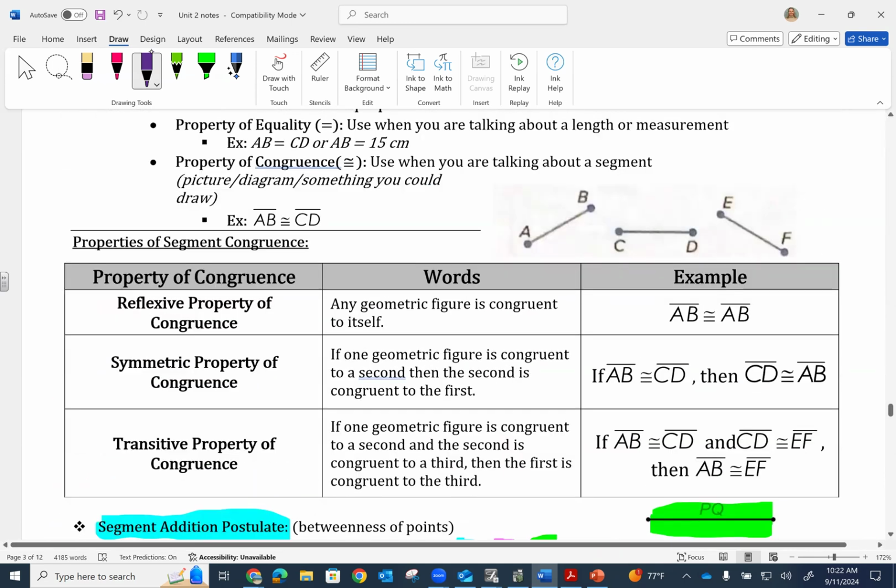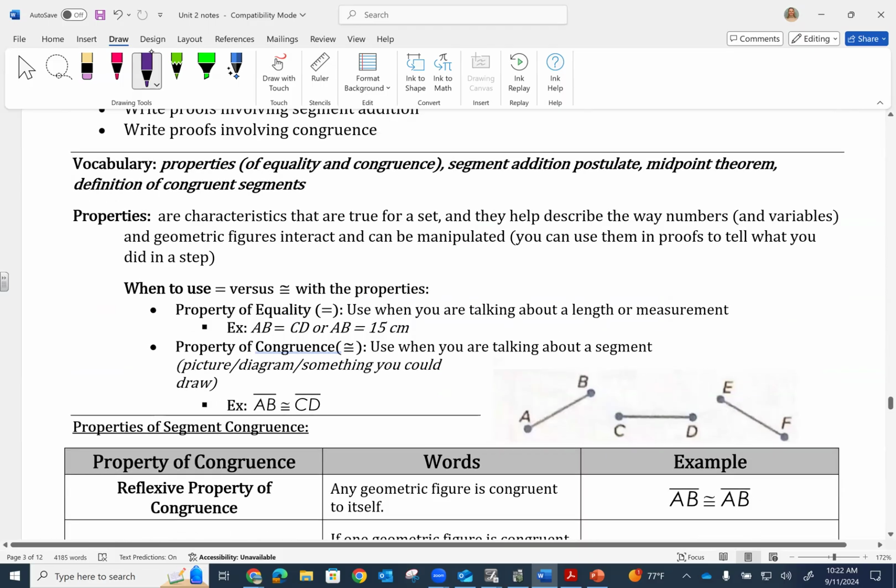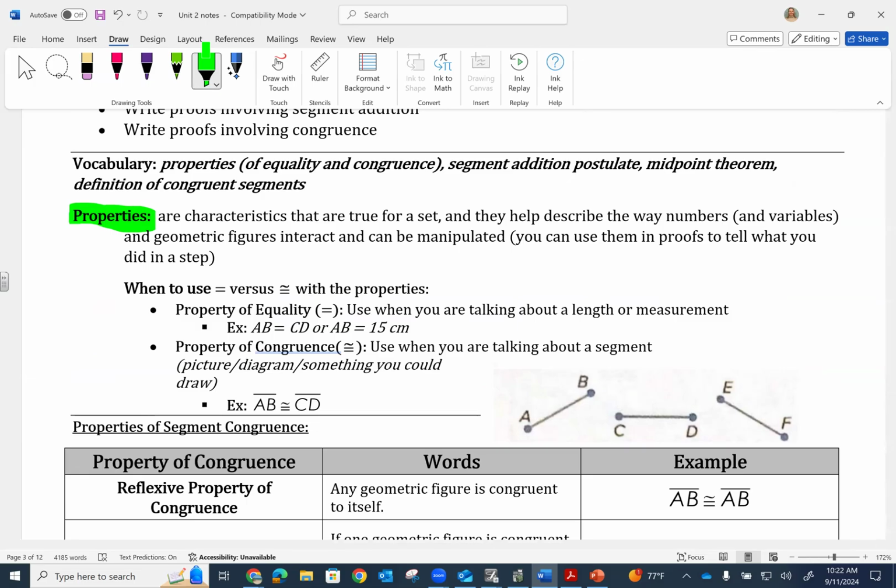Okay, so properties. We're going to be dealing with some properties. Property of equality, lots of properties. And properties are things that are true for a set, a set of numbers, and how shapes interact.